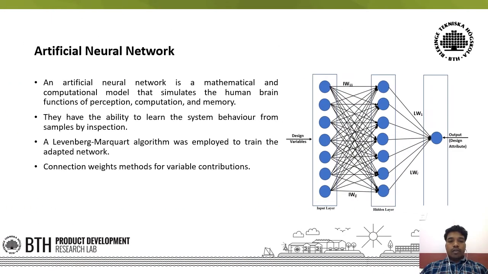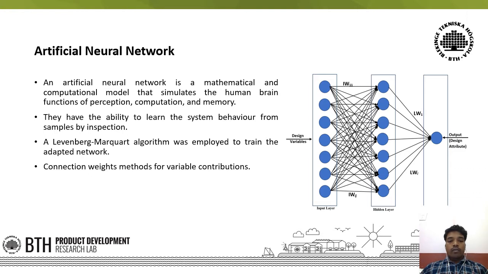Firstly, artificial neural network. An artificial neural network is a mathematical and computational model that simulates the human brain functions of perception, computation, and memory. The ability of neural networks to learn generalized from the input data makes them a powerful tool to solve numerous real-world applications. The designed artificial neural network consists of a single input, hidden, and output layer.